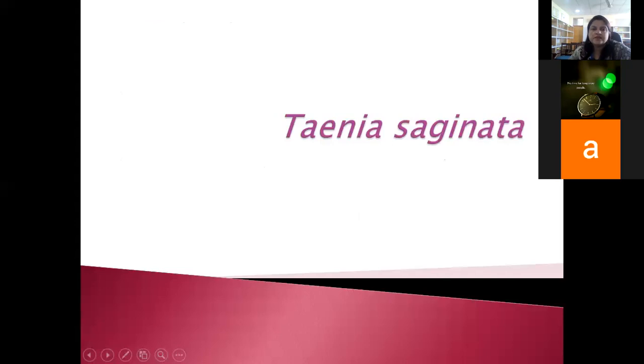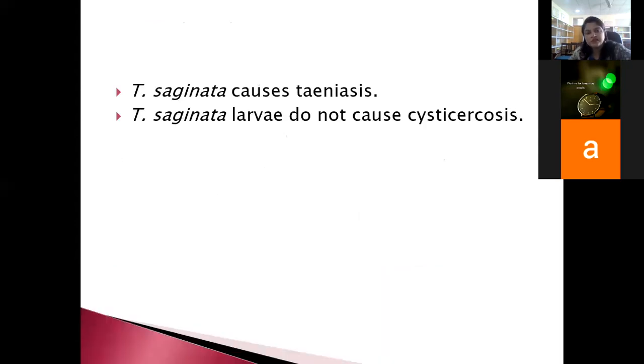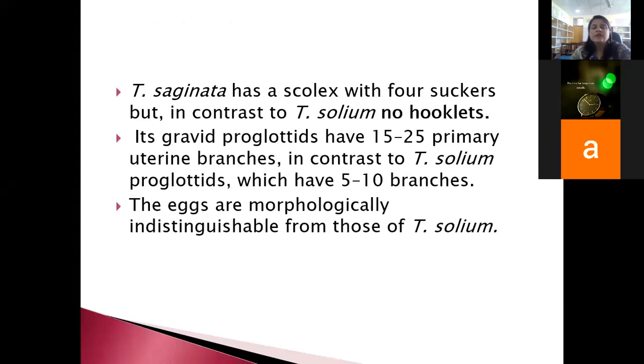Taenia saginata. This is the next one. Taenia saginata causes teniasis. Taenia saginata larvae do not cause cysticercosis. Taenia saginata has a scolex with 4 suckers like solium, but in contrast there are no hooks, while in solium the hooks are present. In the gravid proglottids, they have 15 to 25 primary uterine branches, in contrast to solium proglottids, which each have 5 to 10 branches. The eggs are morphologically indistinguishable from those of Taenia solium.